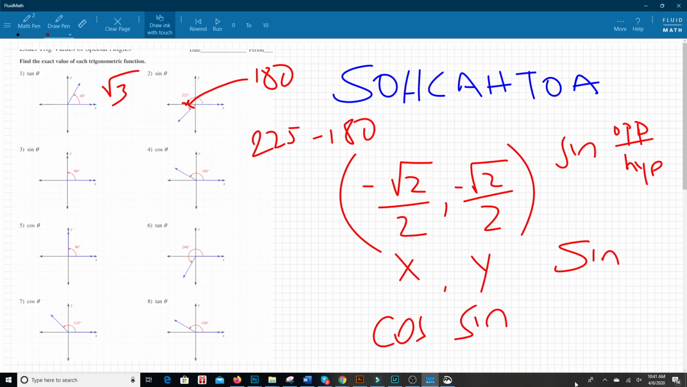So what's my opposite? My opposite is going to be my y value. This is negative radical 2 over 2. It doesn't really matter in this case since it's the same exact value. So I'm just going to erase this part right here, just give myself some space. Oh, so this is sine.